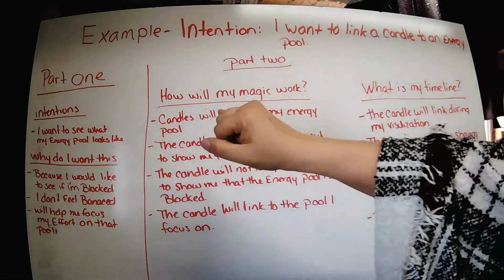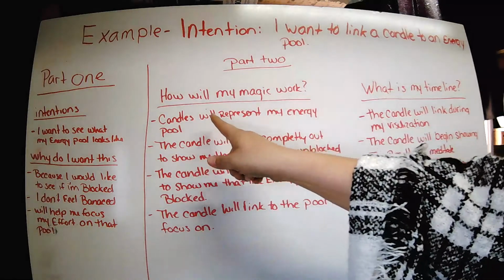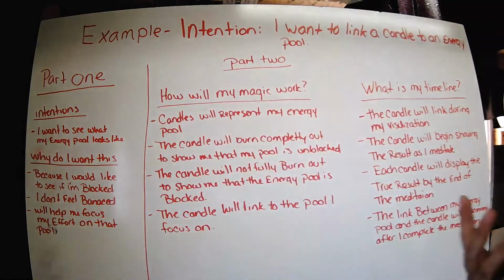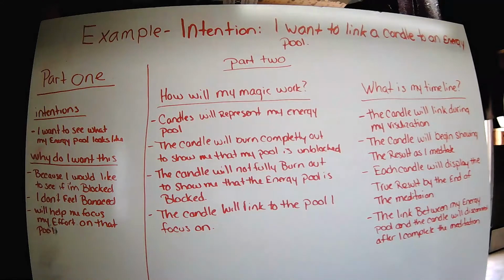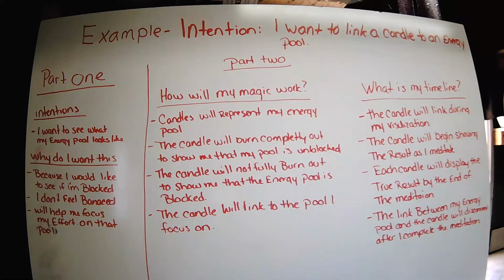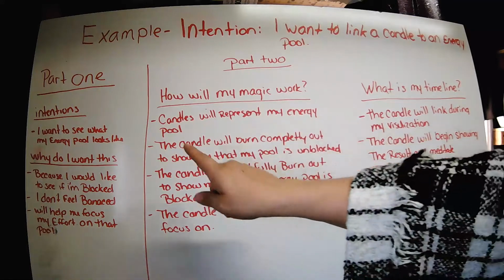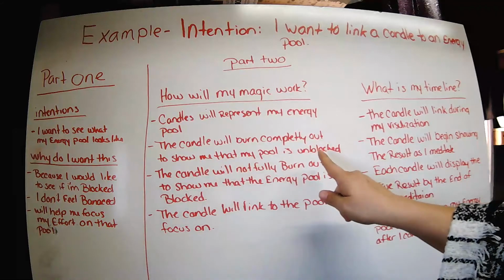So under part 2, how will my magic work? I told the universe that the candles will represent my energy pools. I have 7 energy pools, and I had 7 candles, and each candle is a different color according to the energy pool. This is also where the order thing comes in. I hadn't put that in here, but I did in my actual writing, just to make it a little easier. The candle will burn completely out to show me that my pool is unblocked.